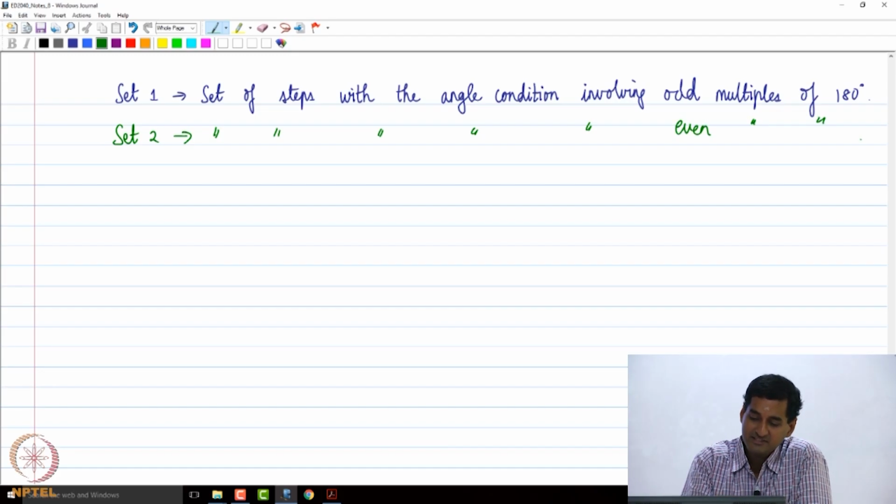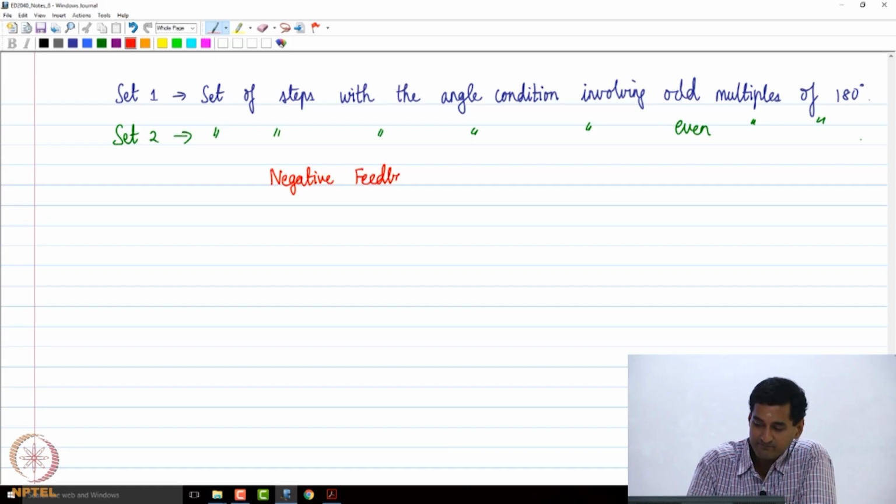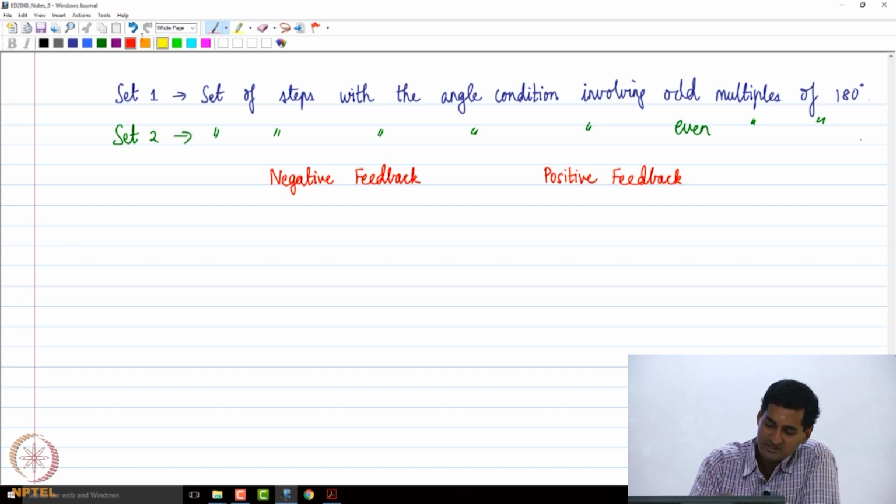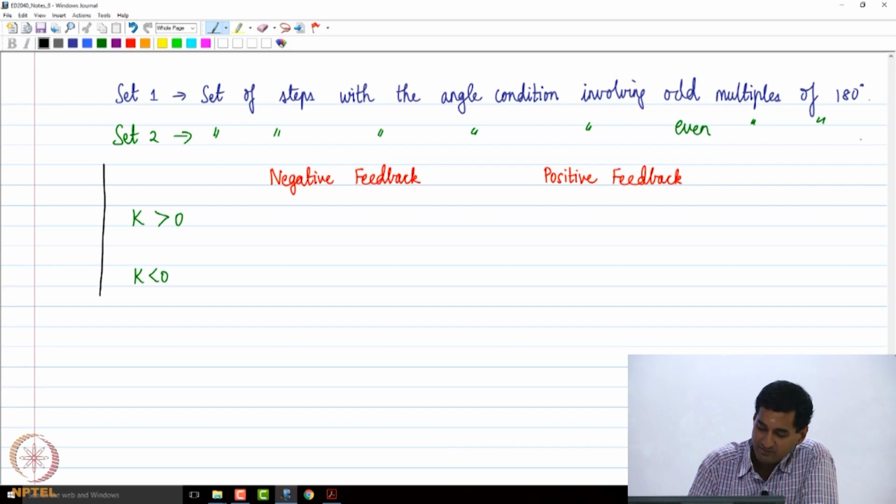We can immediately construct a grid like this, right? So let's say we have negative feedback, positive feedback, just to have a bird's eye view of what steps to follow to construct the root locus, and then we have k greater than 0 and k less than 0. We can form a grid like this.